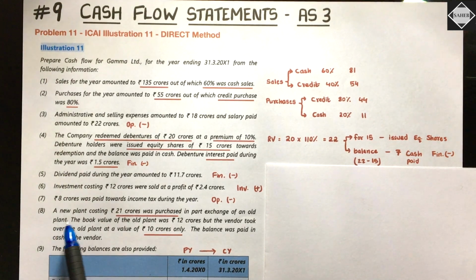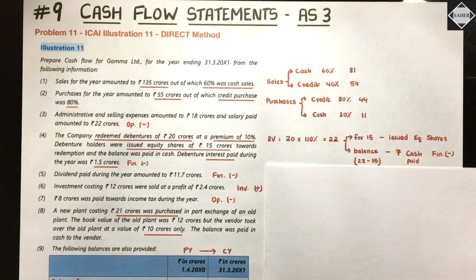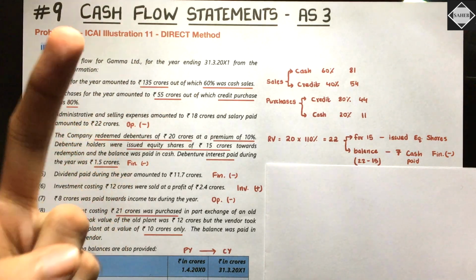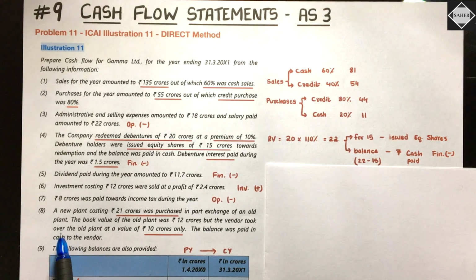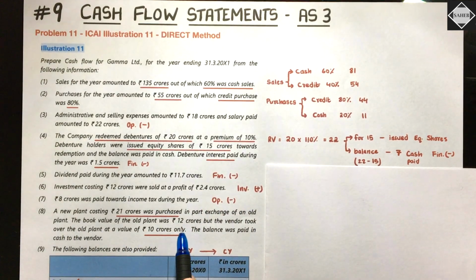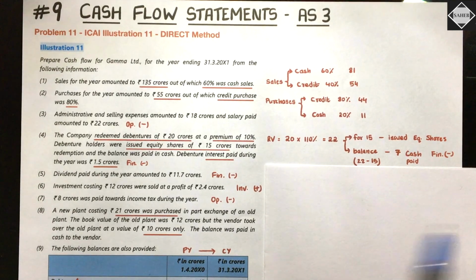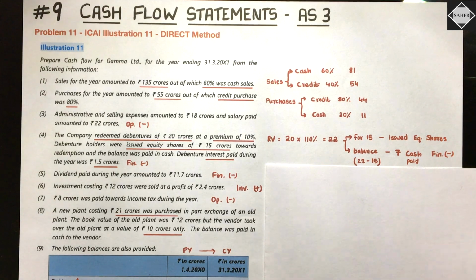8th point, a new plant costing 21 crores was purchased. Understand, okay, slowly understand this. We have purchased a plant worth how much? Worth 21 crores, right? In part exchange of an old plant. Okay, we gave them our old plant. The book value of the old plant was how much? 12 crores. Okay, but that doesn't matter. Understand properly. We are not calculating profit or loss. We are just finding out how much cash flow has happened. Is it clear? Because profit or loss on exchange is not important over here.